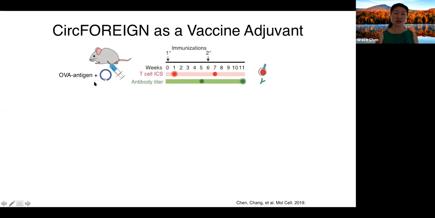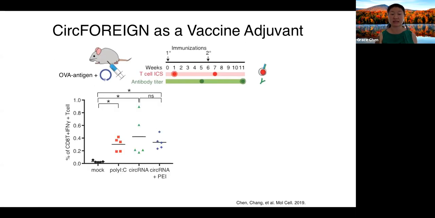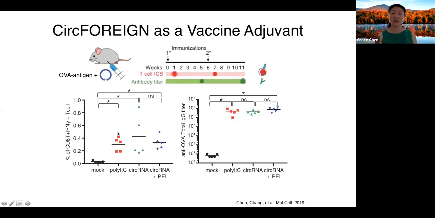And we essentially took the CircFOREIGN and the model antigen ovalbumin, and then we injected it into mice. And then we measured the OVA-specific T-cell response and antibody titer. And we saw that the CircRNA, either with an in vivo transfection reagent or without, just by itself, was able to induce an immune response on the T-cell side that was comparable to our positive control poly-IC. We also saw that this was similar when we looked at the antibody responses. So these are all OVA-specific types of responses.